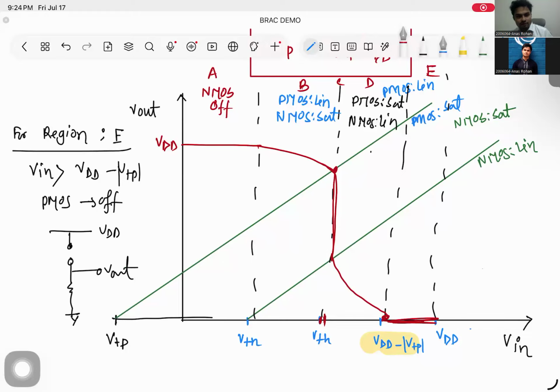So this is the transfer curve of a CMOS inverter. We have seen it region by region. Okay, let's write in each region which transistor is off. So this is our overall transfer characteristic of our CMOS inverter.